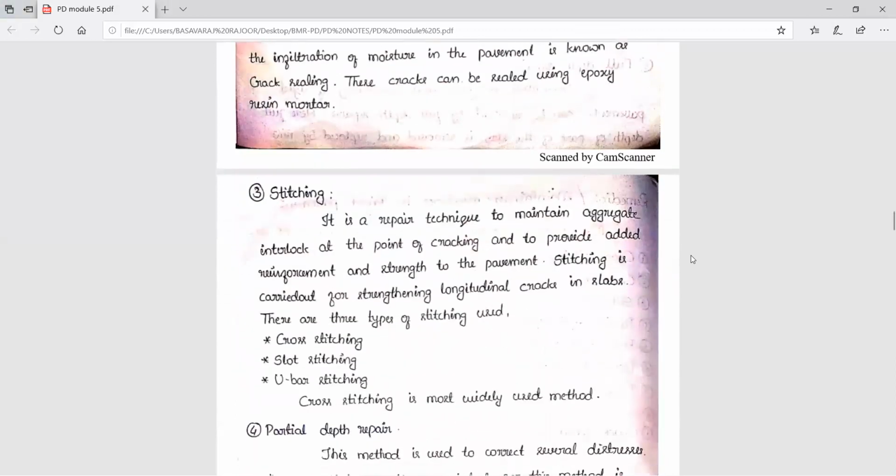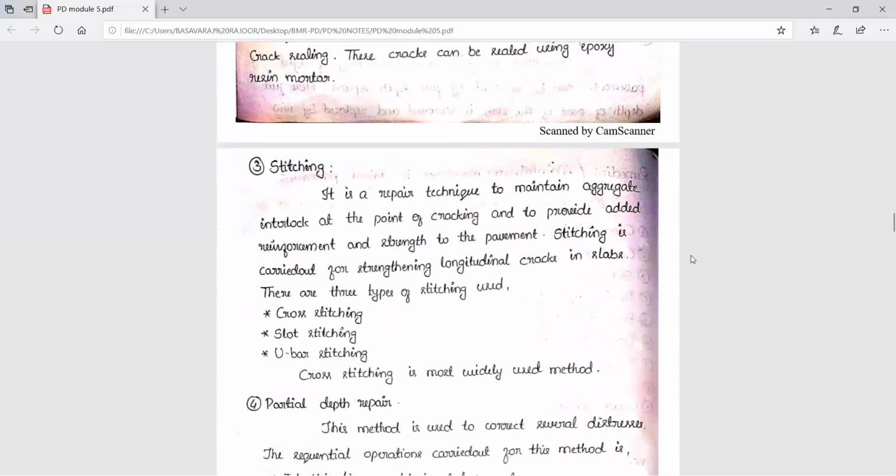Next one is stitching. Basically, we have three types of stitches used: cross stitching, slot stitching, and U-bar stitching. It is a repair technique to maintain aggregate interlock at the point of cracking and to provide added reinforcement and also strength to the pavement. Stitching is carried out for strengthening the longitudinal cracks.